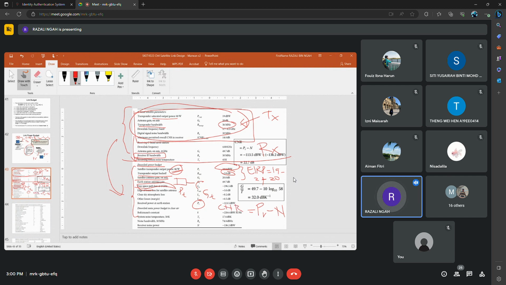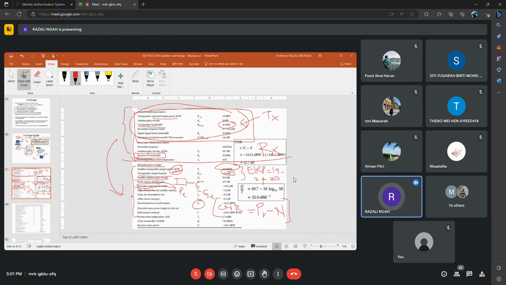This process we call link budget design. For link budget design, you need to put it in a table. From this table, you can determine the receive power, and then you can determine the noise power. Then you will get the carrier to noise ratio. So in satellite communication, we determine carrier to noise ratio in table form.